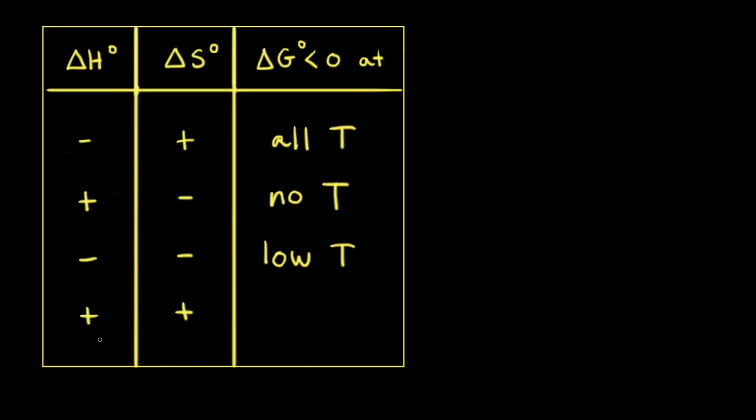So for our fourth combination, when delta H naught is positive, that is unfavorable. However, when delta S naught is positive, that is favorable. And we just saw that delta G naught is less than 0 at high temperatures. So I'll go ahead and write in on our table here, at high temperatures.